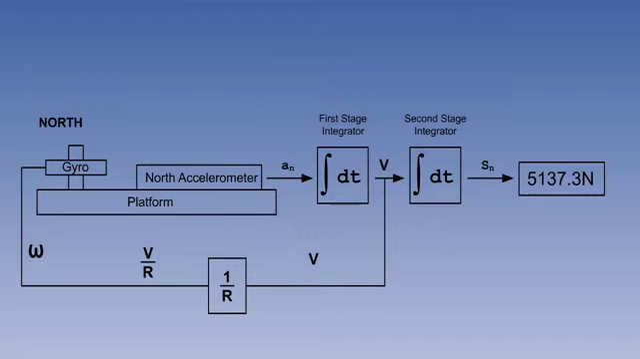The first error we're going to look at is platform tilt. But before we do, we need to modify our diagram slightly. We shall want to see what effect these errors have on acceleration, velocity and position.